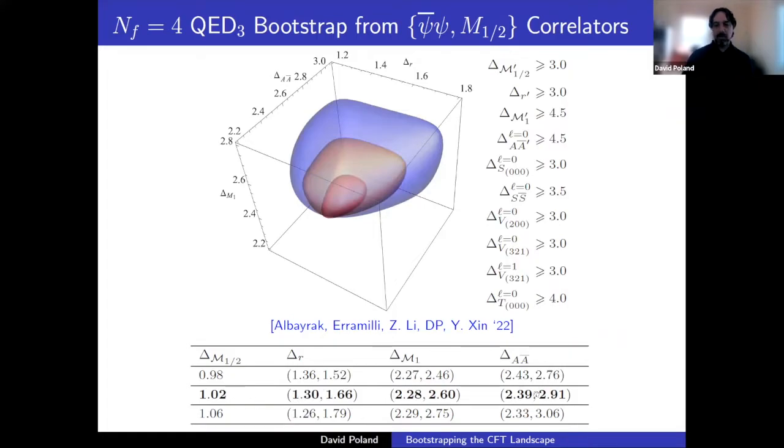You basically get some ranges for those scaling dimensions, which are all kind of close to the estimates you get from the large N expansion. And in particular, if M1/2 is near its large N value, the AA bar operator has to be relevant. So this is not a definitive story. What we see here is that if one of the operators is close to its large N estimate, then we get some kind of self-consistent solution to the bootstrap equations.